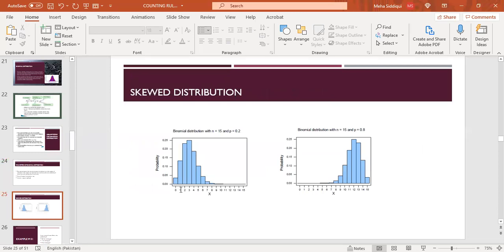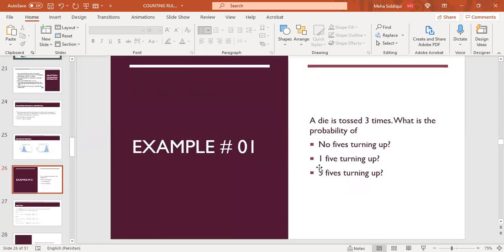Now, coming to skewed distribution, we can see the effect of changing probability on a binomial distribution when we have a small sample size, that is 15. If the probability is less than 0.5, then the binomial distribution graph is skewed to the right, and if the probability is greater than 0.5, then it is skewed to the left.